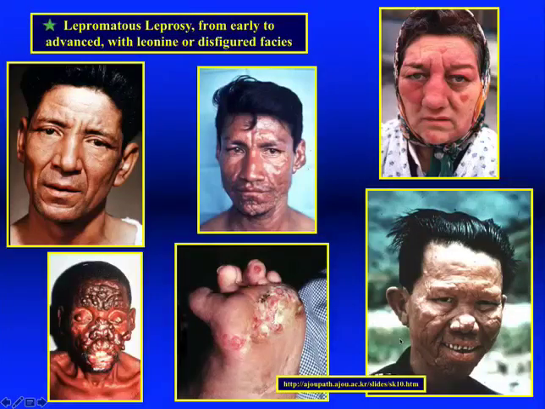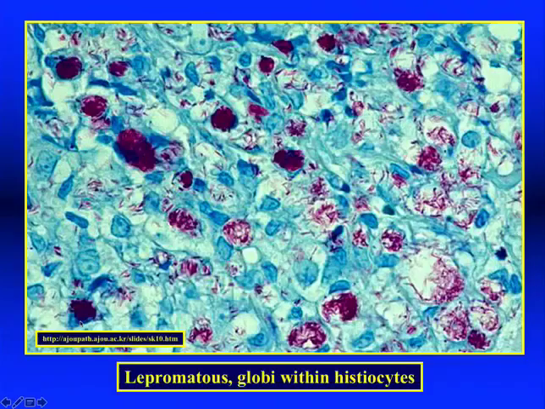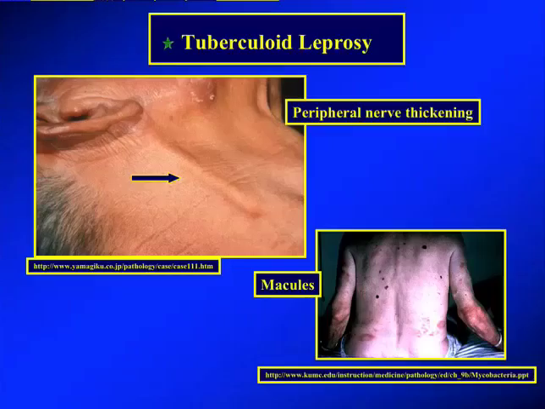Lepromatous leprosy from the IUPath website, which is very helpful. Early on, we see the more leonine or lion-like disfigured faces of this disease. And pathologically, also from IUPath, the globi, which are those clumps of undigested mycobacteria within the histiocytes that allow the perpetuation of this type of disease.